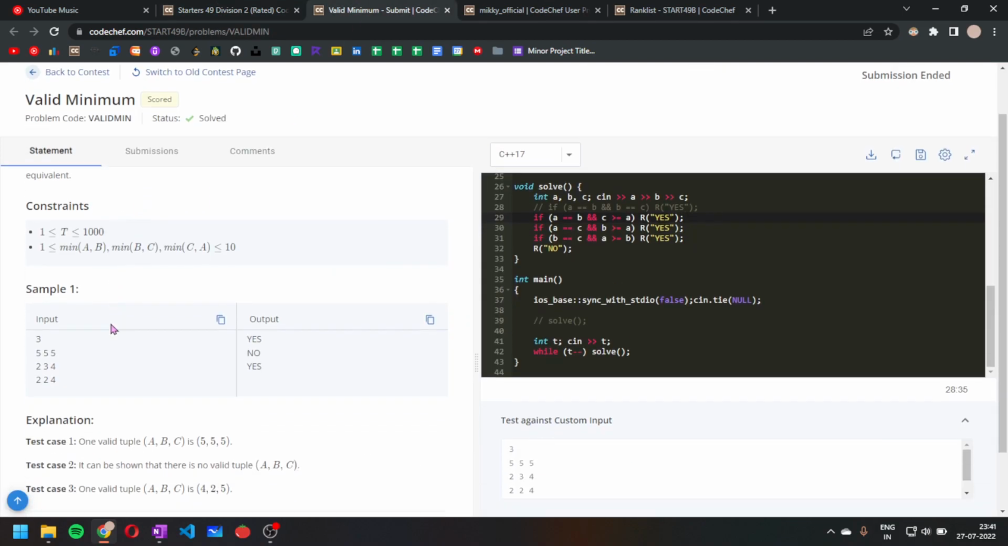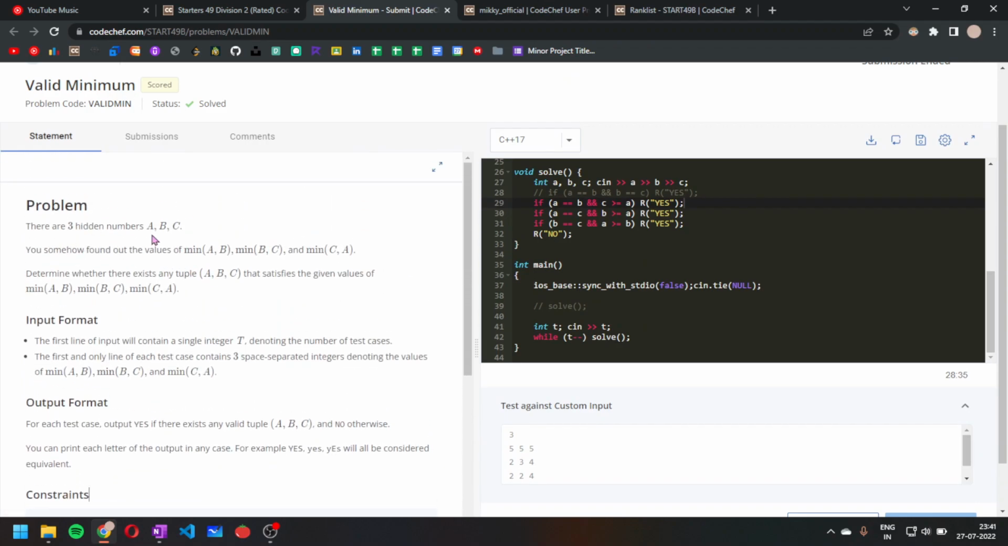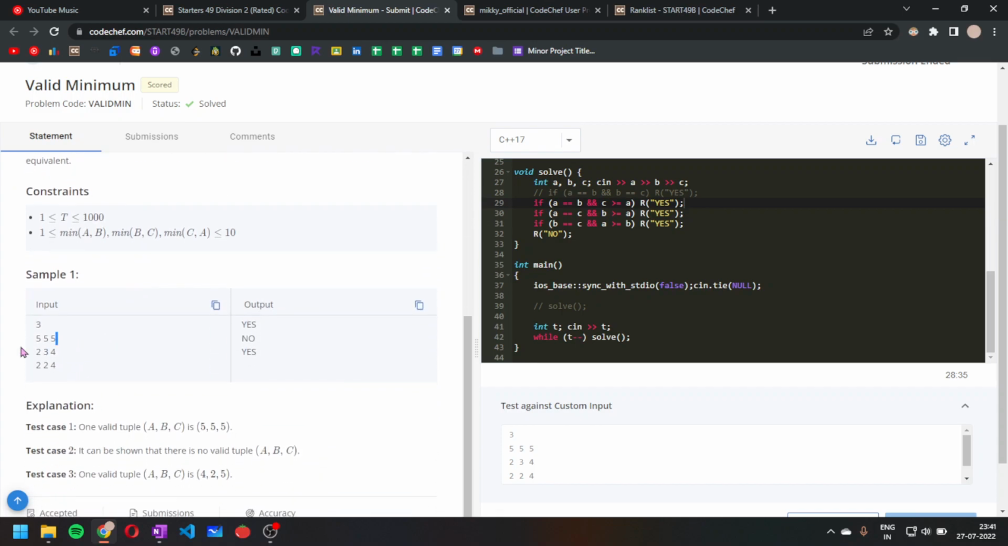In this we have been given a question where there were initially three integers or three numbers A, B and C, and after that they have only given us these three values: minimum of A comma B, minimum of B comma C, and minimum of C comma A. So they have given us these three triplets, and we have to answer yes or no whether these three triplets are valid or not.